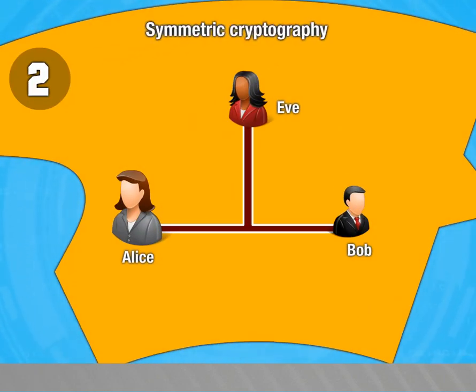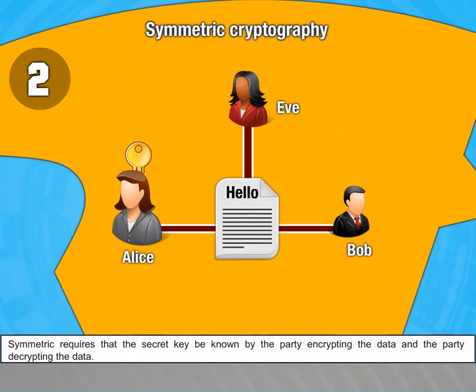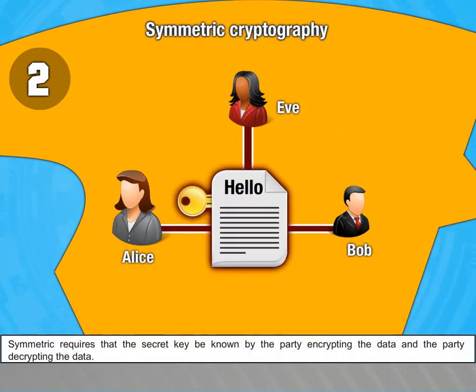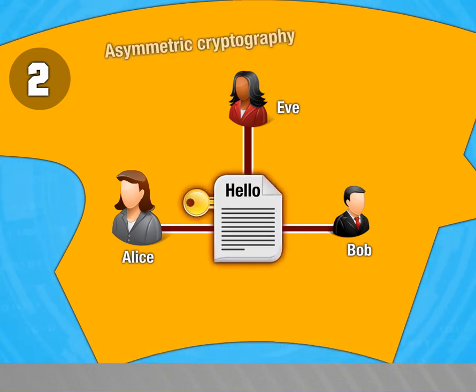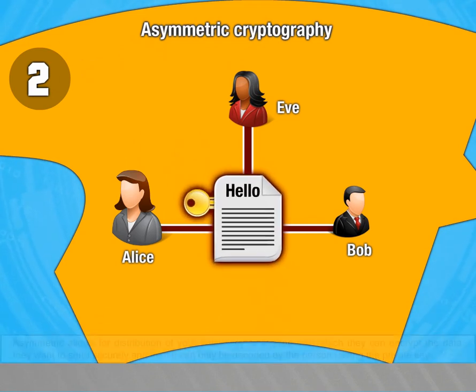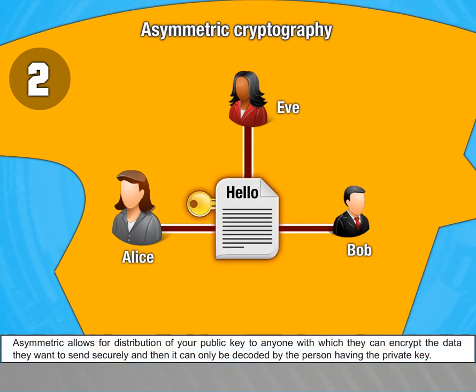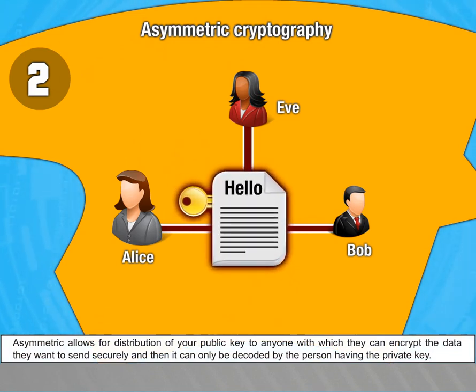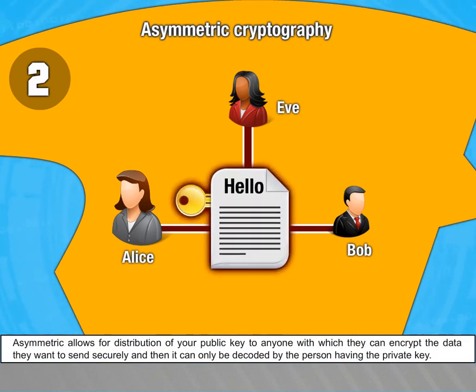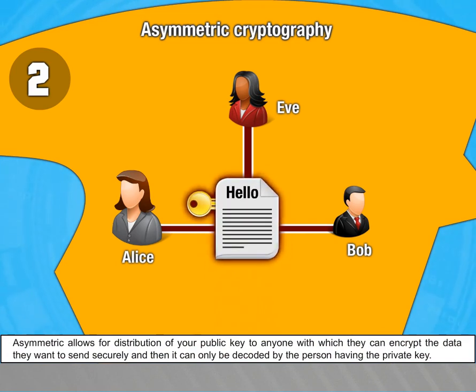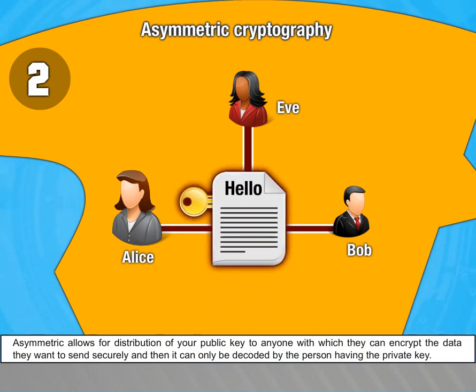Symmetric cryptography requires that the secret key be known by the party encrypting the data and the party decrypting the data. Asymmetric cryptography allows for distribution of your public key to anyone, with which they can encrypt the data they want to send securely, and then it can only be decoded by the person having the private key.